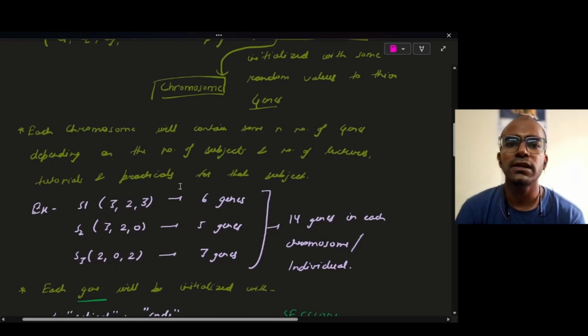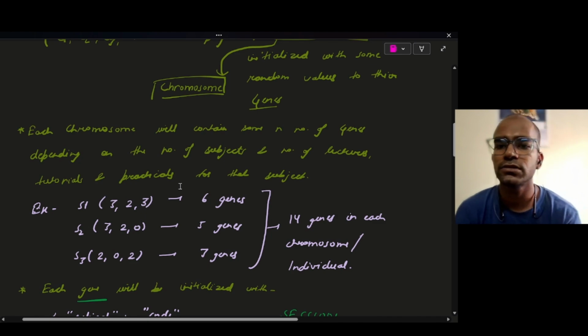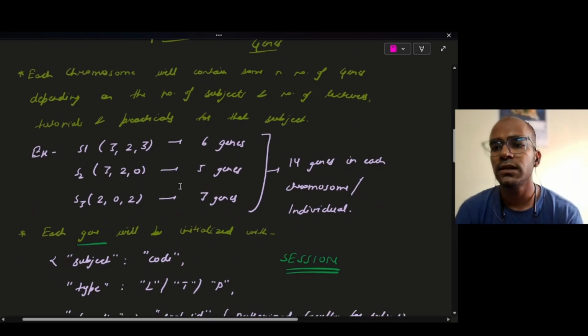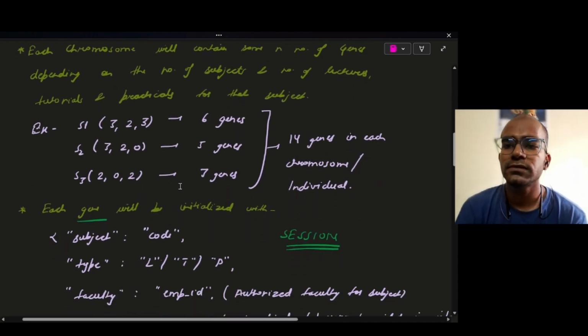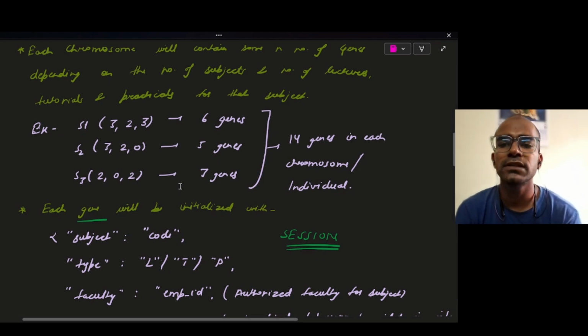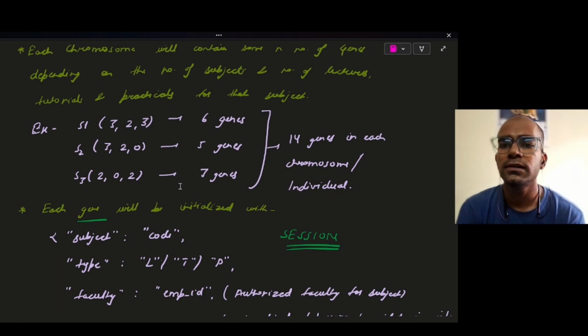Each chromosome will contain some n number of genes depending on the number of subjects, lectures, tutorials, and practicals for that subject. Let's say we have these three subjects S1, S2 and S3. S1 with 3 lectures, 2 tutorials and 3 practicals. S2 with 3 lectures, 2 tutorials and 0 practicals. S3 with 2 lectures, 0 tutorials and 2 practicals.